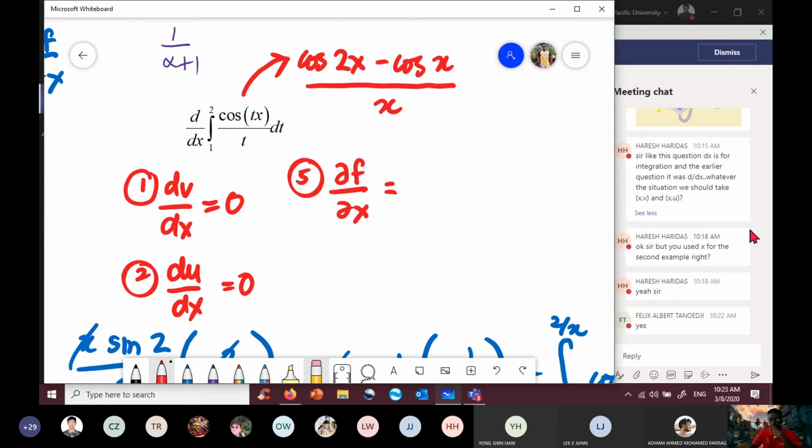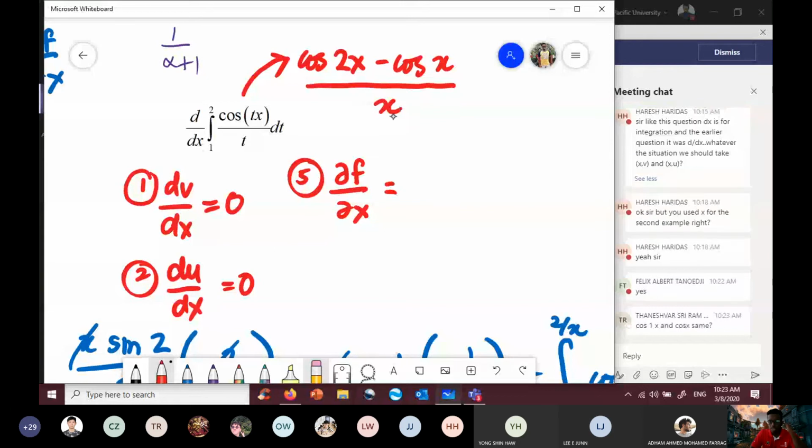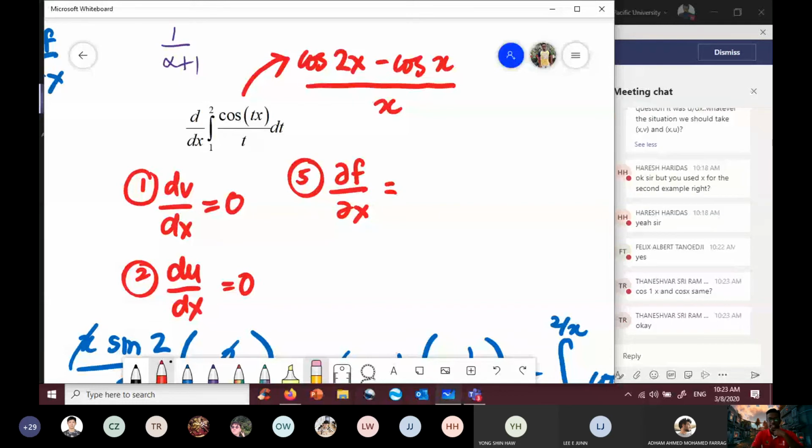Just going to wait for the others to see whether they get it or not. So while you're doing it, cos 1x and cos x the same. Yes, correct, Tanesh. 1 times x is x, so you can also write it as cos x. They are the same. Okay.